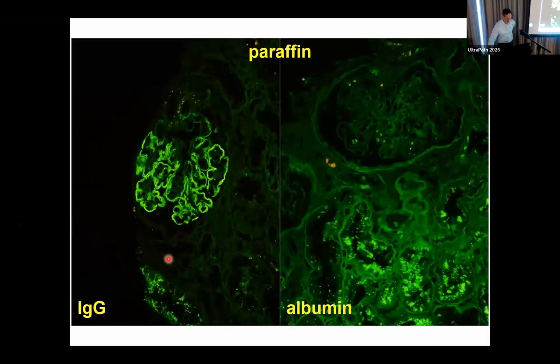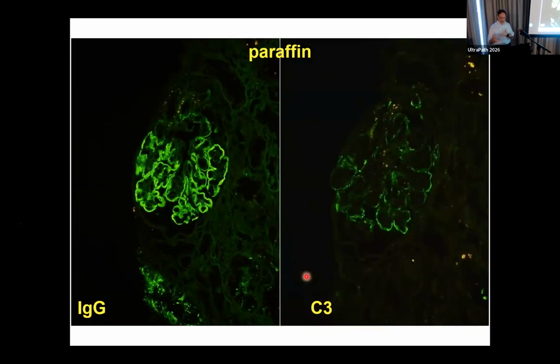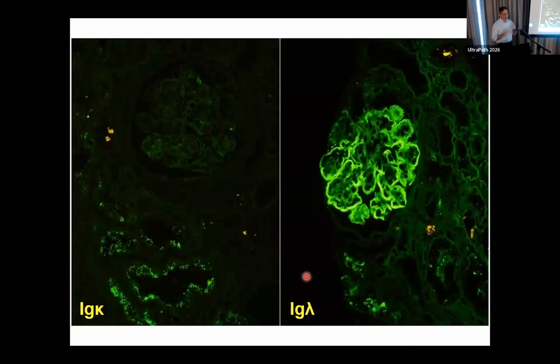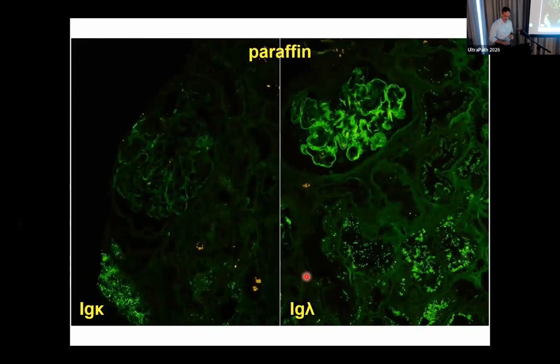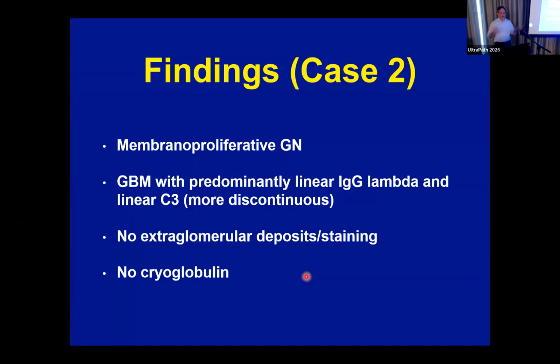What we see on IgG stain is this really convincingly linear pattern all along these peripheral capillary loops. Again, it's somewhat discontinuous; it's broken up in a couple of areas. The C3 again shows the same thing, this linear staining of the capillary loops in a discontinuous pattern. And this also is lambda restricted, just like the last one. Okay, so the same differential diagnosis, essentially. And this patient did not have a cryoglobulin.